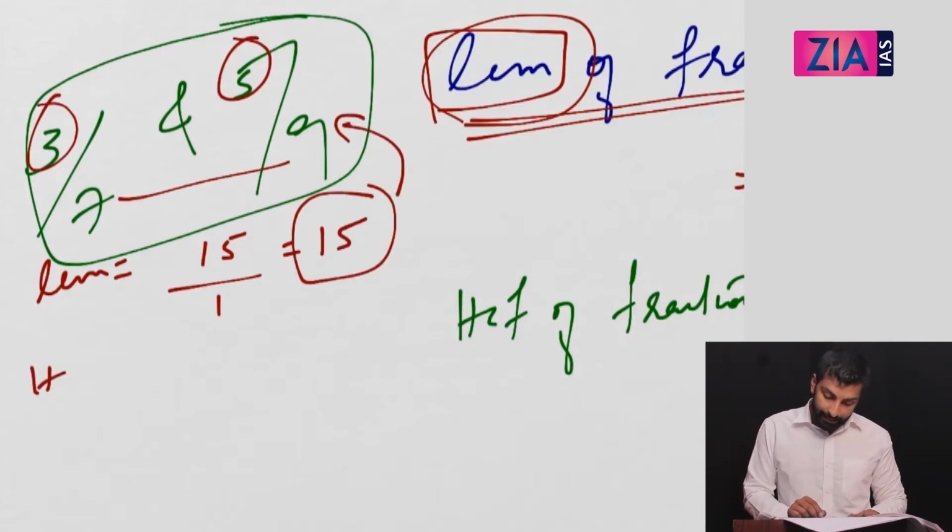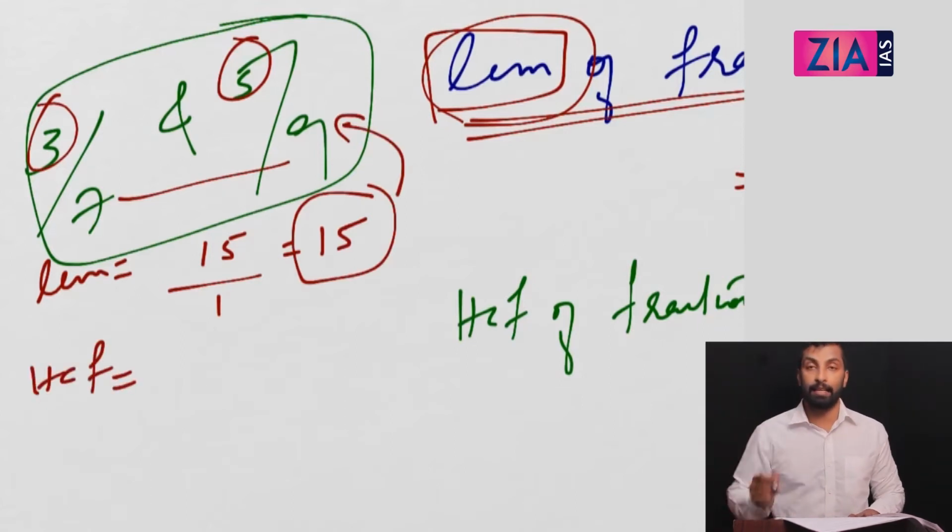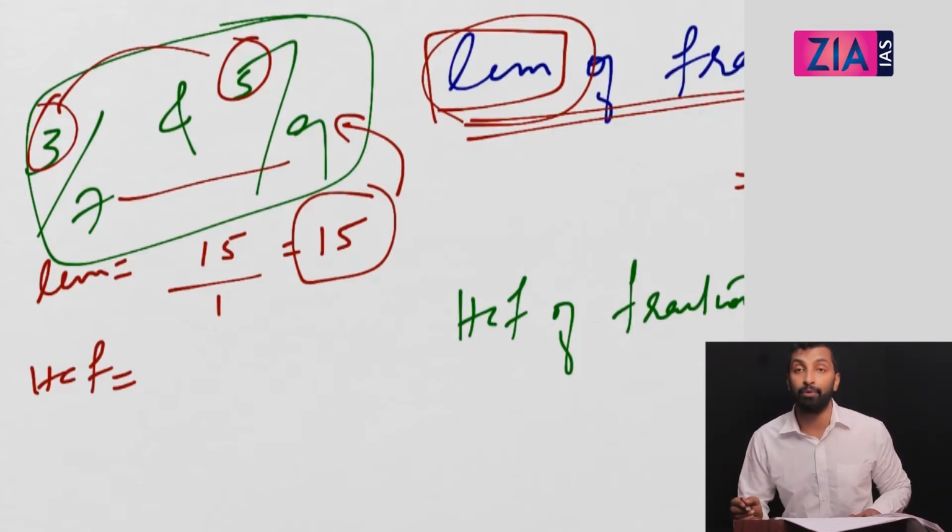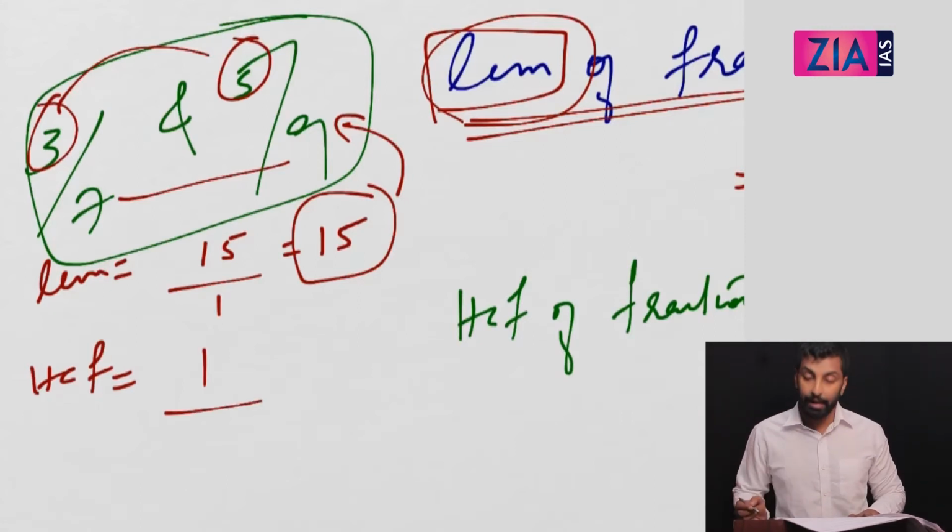What if I need to find HCF? Numerator will be HCF of numerators. What are the numerators? 3 and 5. What is HCF of 3 and 5? That is also 1. The reason is the difference between them is 2, but 3 you cannot divide by 2. So the only possibility is 1. So 1 is the numerator, divided by LCM of denominators, 7 and 9. What is the LCM? 7 and 9, between them there is no common factor.